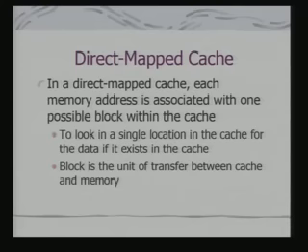So, this is very straightforward, you map a set of memory locations to a single block in the cache. Okay? So, when a particular memory location is accessed and that data is not there in the cache, you fetch that data from the memory and load it at that location.